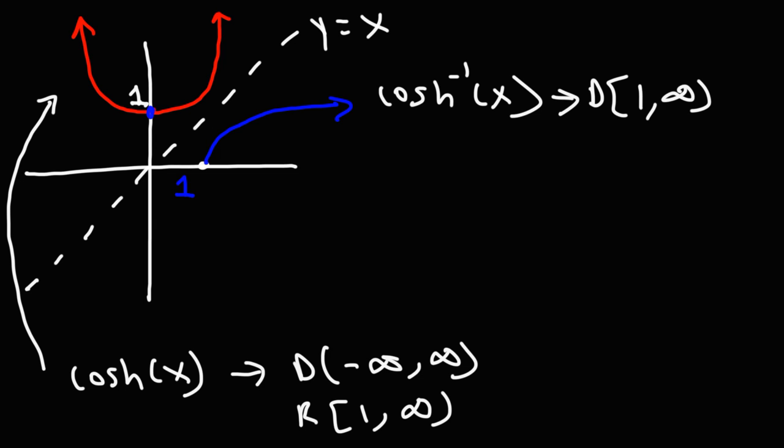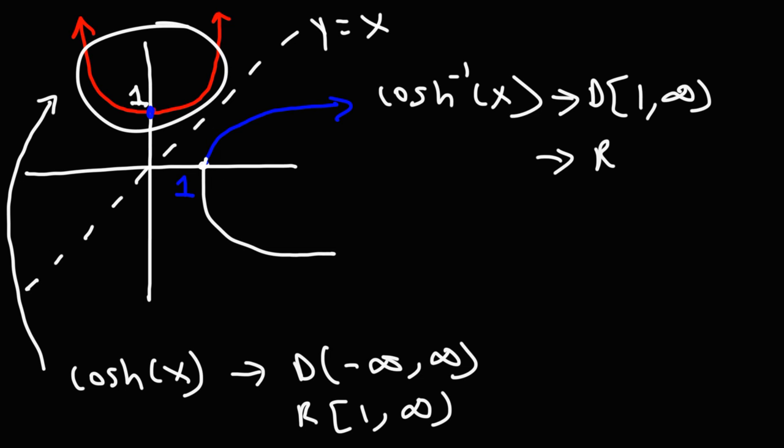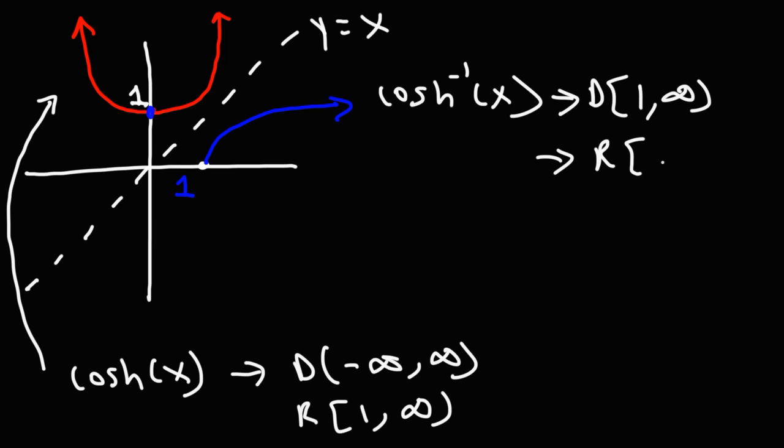Now, the range is going to be restricted because we didn't draw the entire version of this, just one half of it. So we're going to have to restrict the range. And we can see the lowest y value is 0, and this goes up to positive infinity. So it's going to be from 0 to infinity.